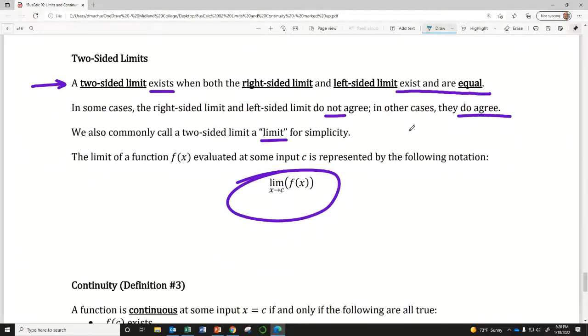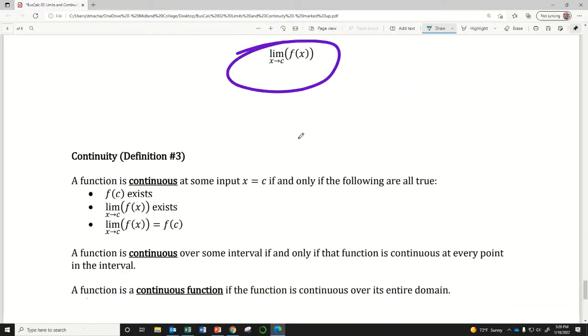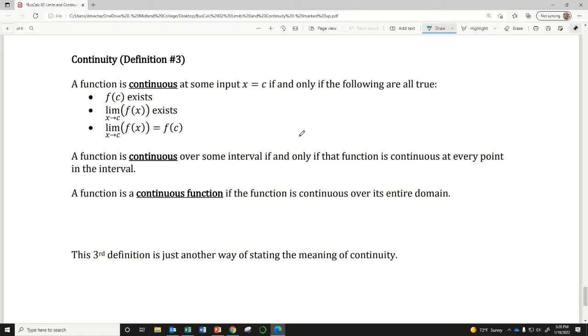So hopefully that clears things up about two-sided limits, or as we like to call them, limits. Finally, I'll end this video with a third definition of continuity. So we can say a function is continuous at some input where x is equal to c, just any number, any input, if and only if all of the following are true. So number one, your function f evaluated at c, that value has to exist. Your function has to be defined at that input.